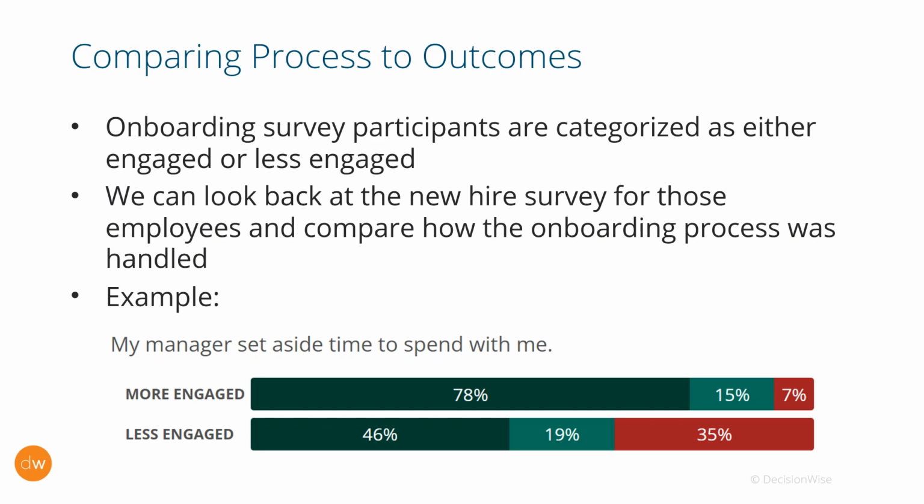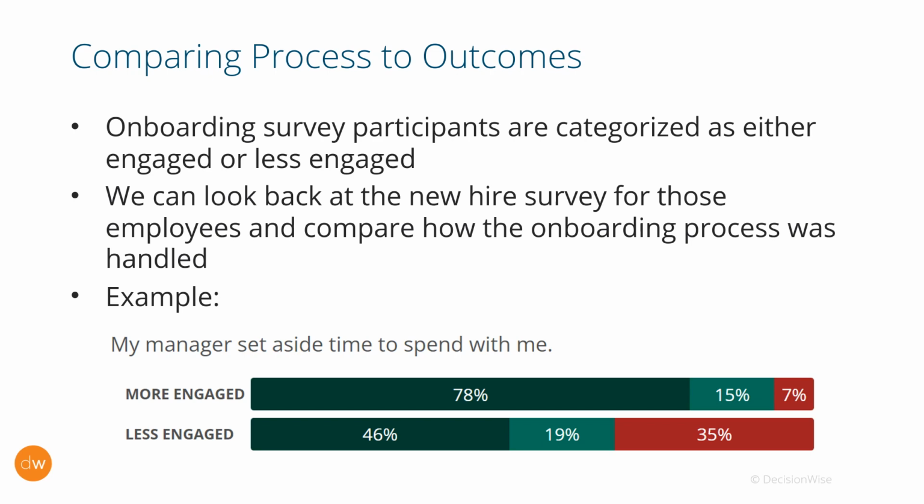78% said yes, that happened formally. 15% of the more engaged population said yes, that happened, but it was informal. And then 7% of the more engaged population said, no, I've not had that. And then when we look at the less engaged population, it's almost like a huge, stark difference. Only 46% of them said their managers formally sat down with them and spent time with them. 19% said that happened, but it was informal. And then a whopping 35% of this group that's less engaged said, yeah, that didn't happen at all.